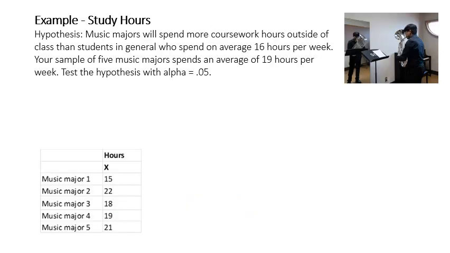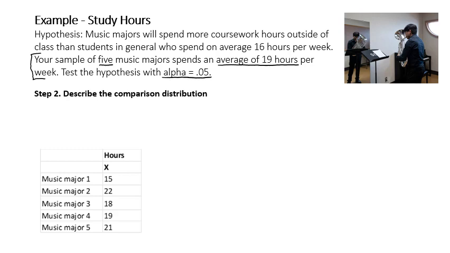So back to our problem. We're on step 2, and we can see we have some added information. We have the information added about the sample mean. And it says your sample of 5 music majors, that will be important, spends an average of 19 hours per week on coursework outside of class. And we're going to test with alpha equals 0.05. And of course, we've already been told about the 16 hours per week spent by a typical student.